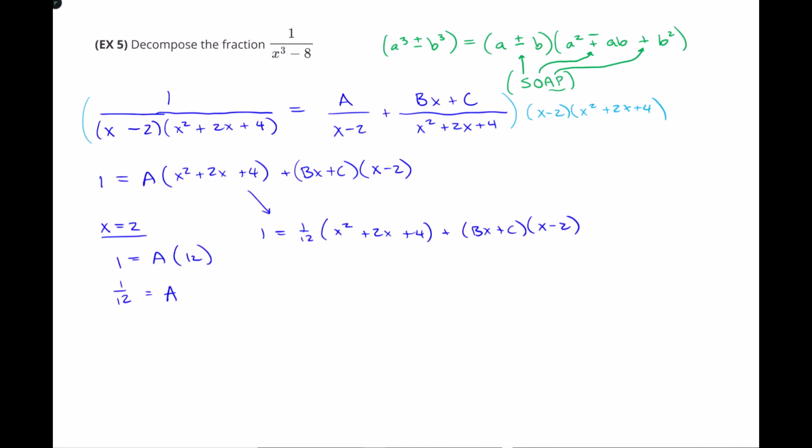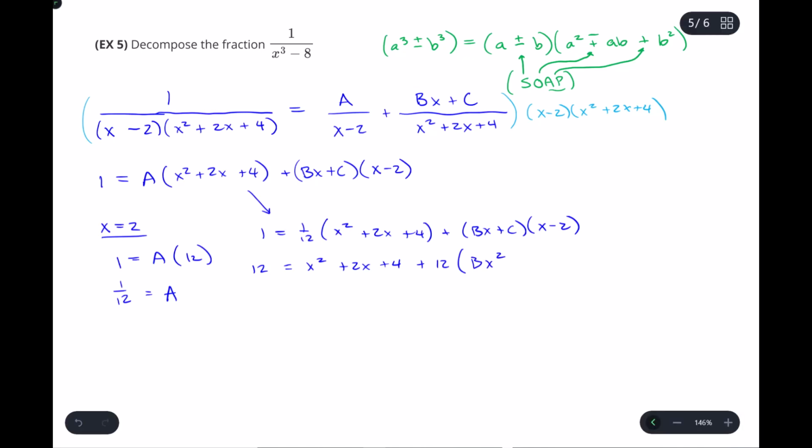So first thing I'm going to do is, I suppose, multiply everything through by 12. I'm not sure if that's a great thing to do or not, but I think I'll do that. So that would be 12 equals x squared plus 2x plus 4 plus 12 times, and then I'm going to FOIL this, so that would be bx squared plus cx minus 2bx minus 2c.